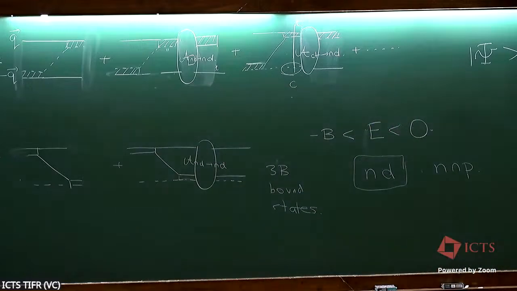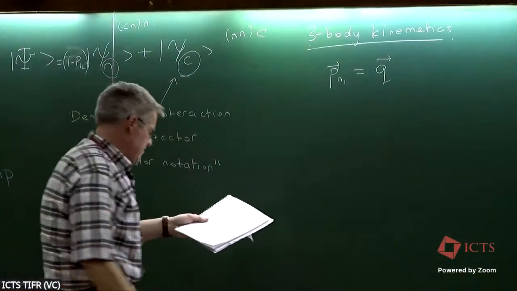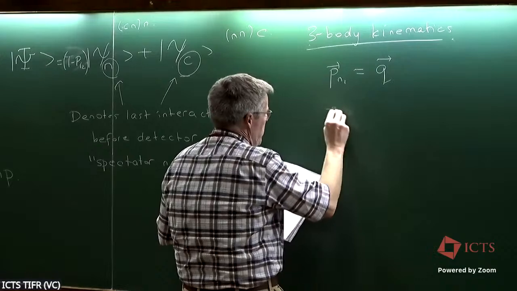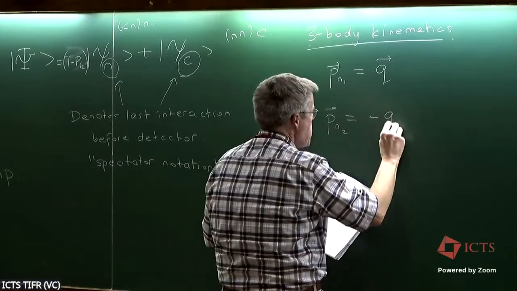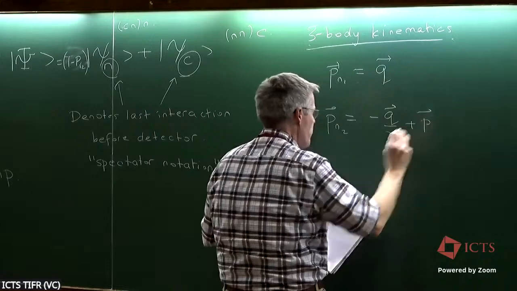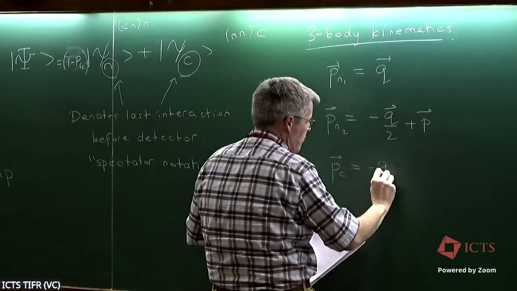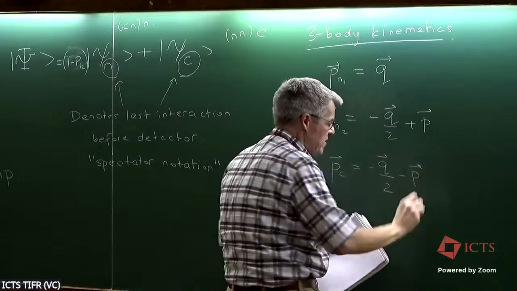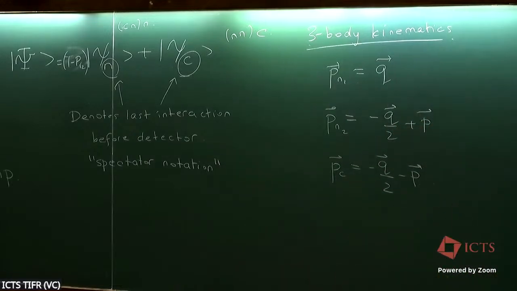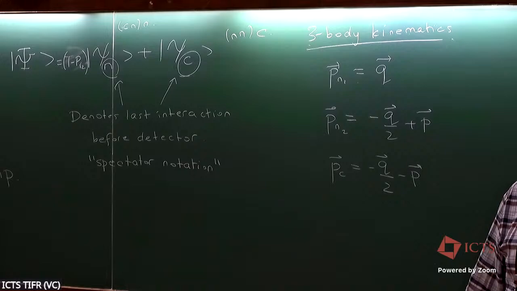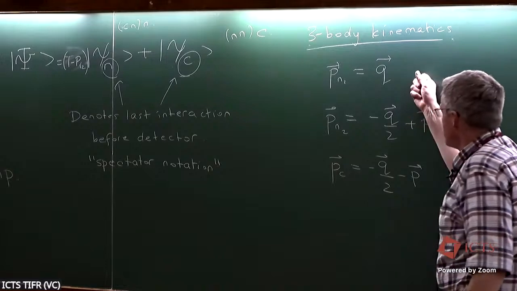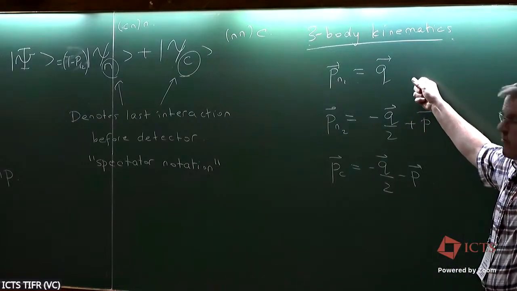So I'll say P_n1 equals Q, and then assuming equal masses, we define a relative momentum between the neutron and the core, which is P. Three particles, two relative momenta. One of them is the relative momentum of the neutron or the spectator in general. These are the so-called Jacobi momenta. So you have to actually specify the spectator to define the coordinates. But if the neutron is the spectator, then Q is the momentum of the neutron.